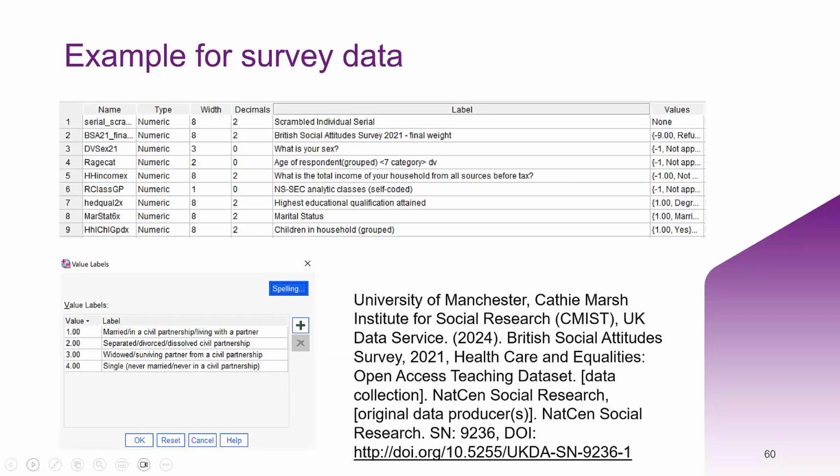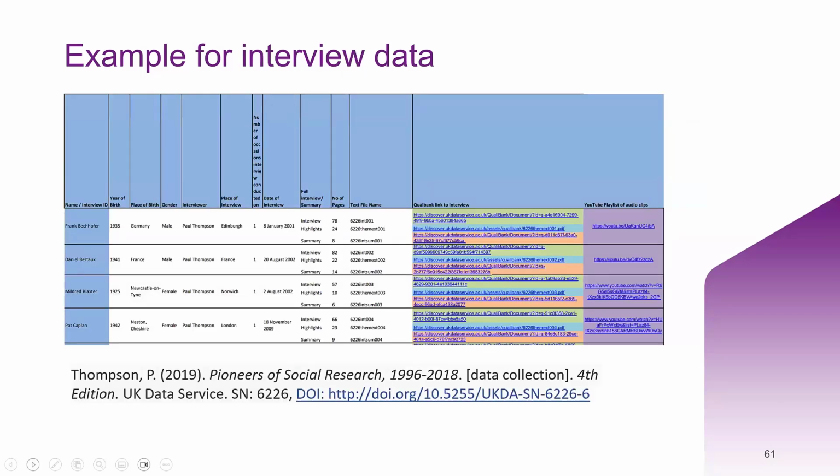So when it comes to survey data, we might have variable labels, value labels. This is an example from an openly available study, the citation is on the page. You can have a look if you're working with quantitative research data, to see how the variable and value labels are working.